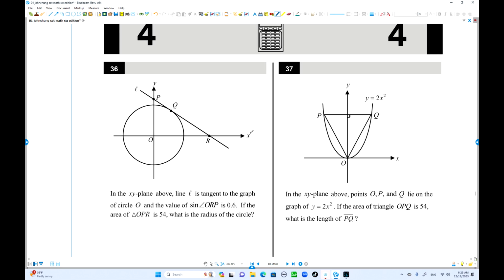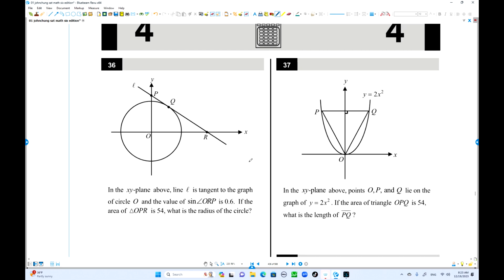Here is number 36. The value of sine ORP: we have the line and there is a tangent to a circle. So for ORP, this angle's sine is 0.6. What is 0.6? It's 6 over 10, right? Well, you can simplify. That is better, 3 over 5.